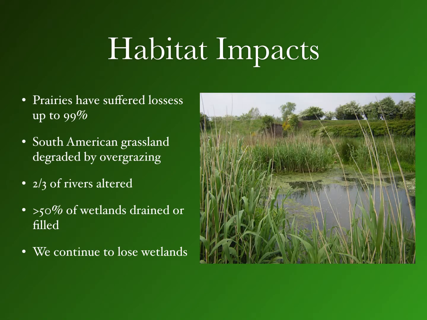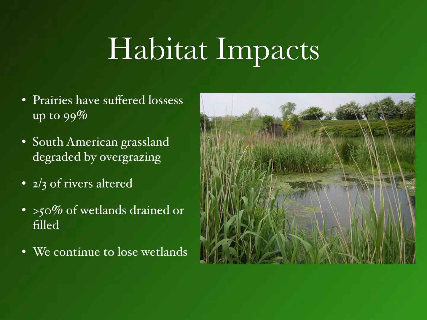The losses of natural grassland are extreme. Since 1830, the provinces of Canada and the states of the U.S. have lost 20% to 86% of their shortgrass prairies, 31% to more than 99% of their mixed grass prairies, and 83% to more than 99% of their tallgrass prairies. Much of the grasslands in South America, such as the steppes of Argentina, have been degraded by overgrazing.